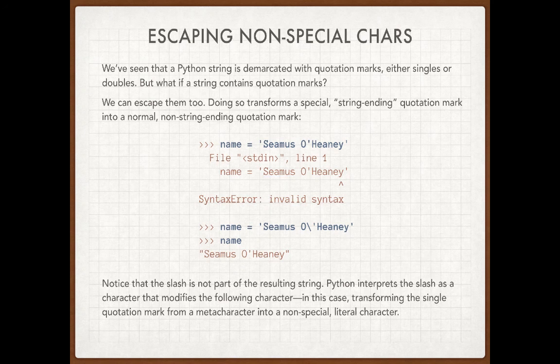Now, what we did with a mere mortal character to turn it into a meta character was to put a \ on it. But that process works in reverse. I can take a meta character and put a \ in front of it to turn it into a mere mortal character. And now, in this case, what Python sees is that the apostrophe in O'Haney is not a meta character that ends the string. It is just a mere mortal apostrophe, and so Python won't flip out about that. So this can be a really handy thing.